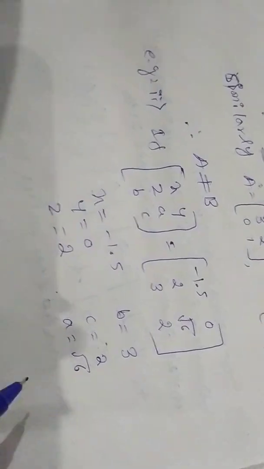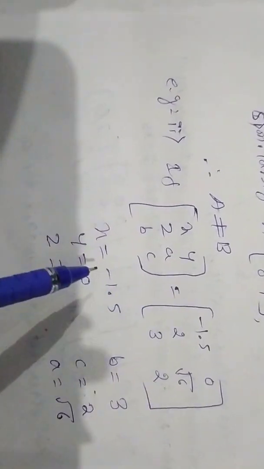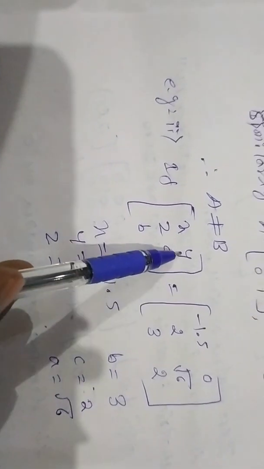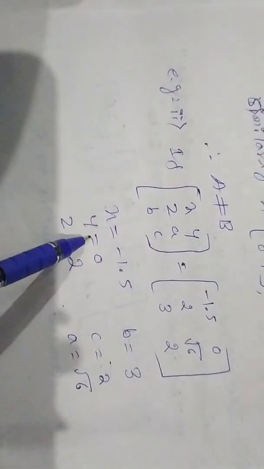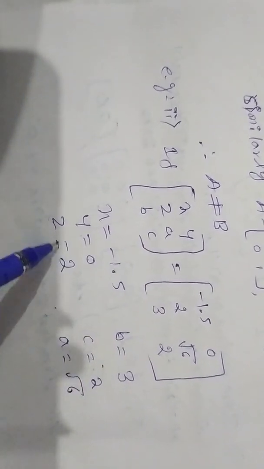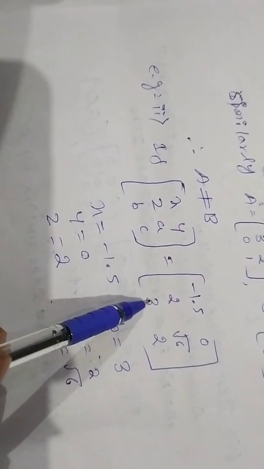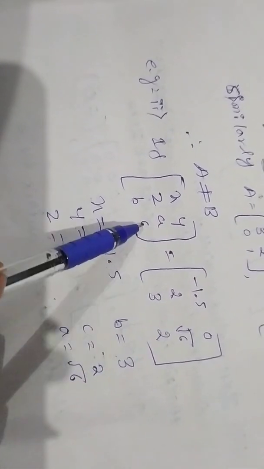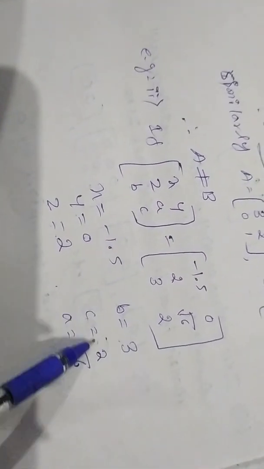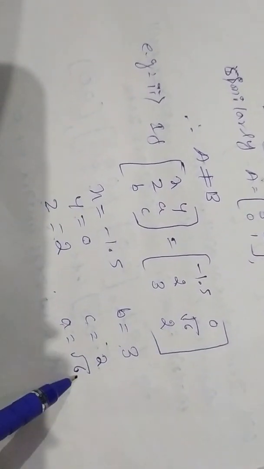See here, x equals minus 1.5. y equals 0. z equals 2. And b equals 3. And c equals 2. And the last one is a equals root 6.